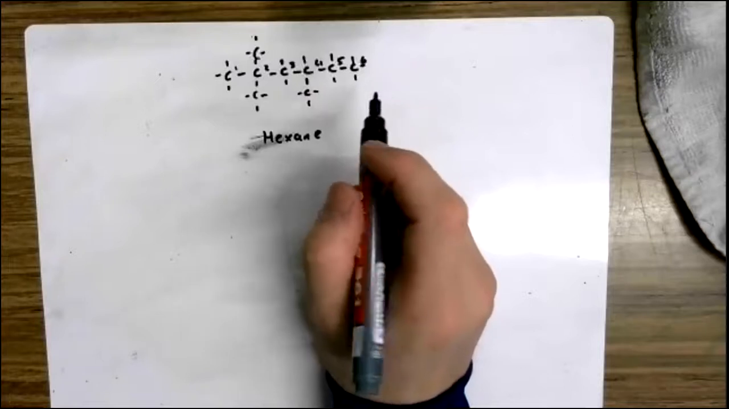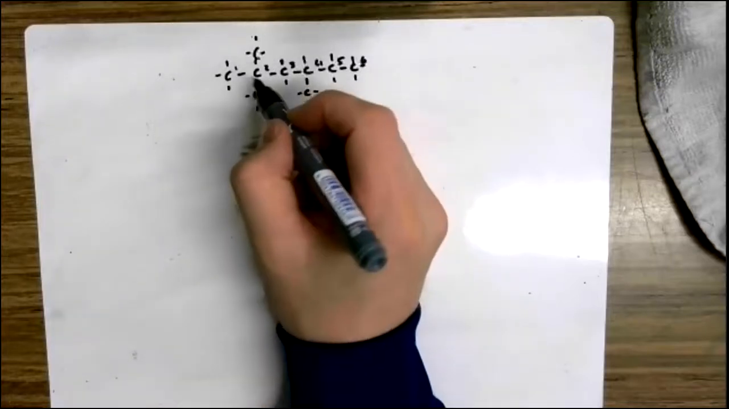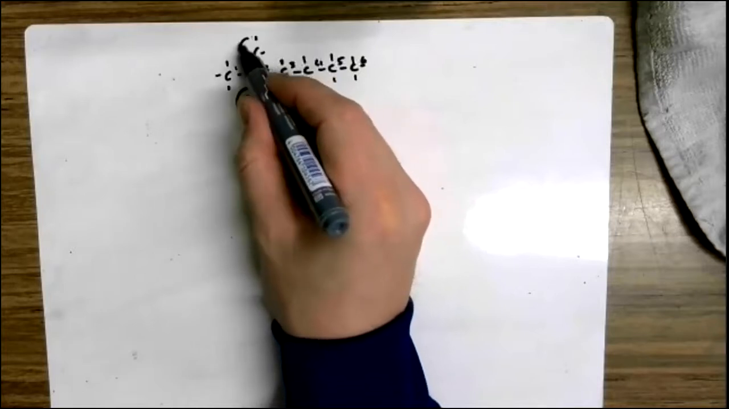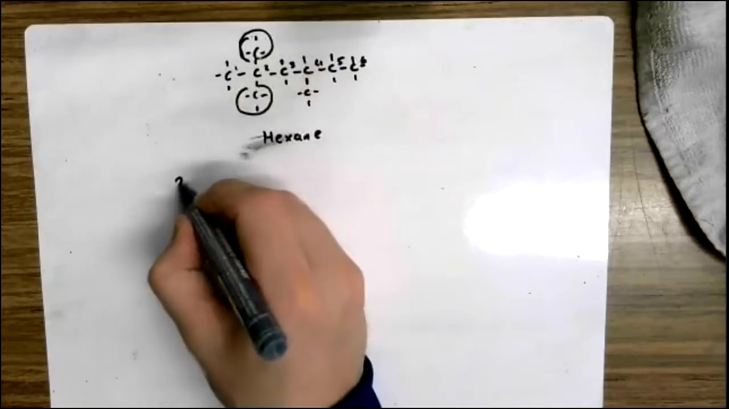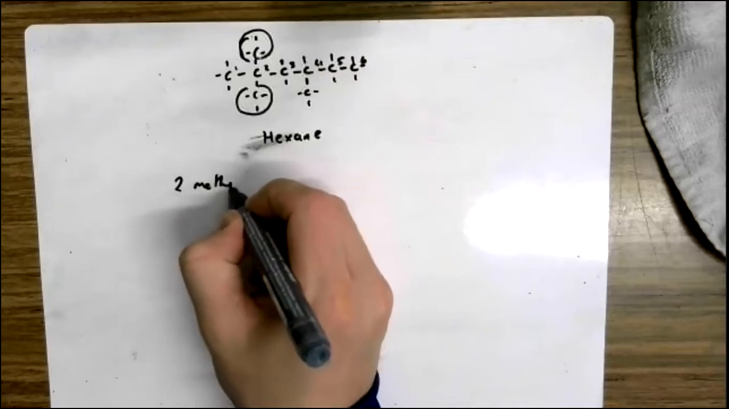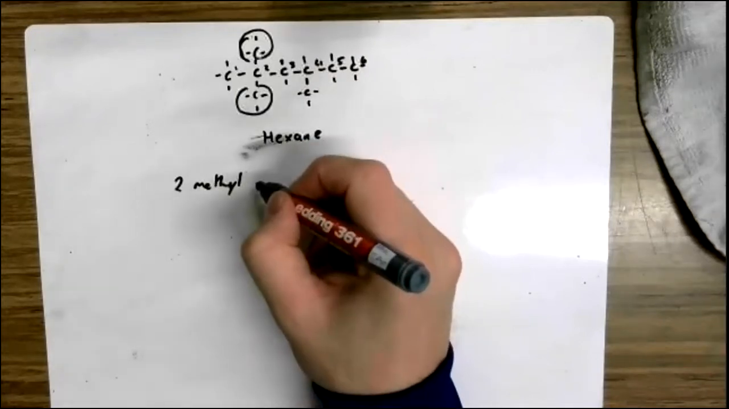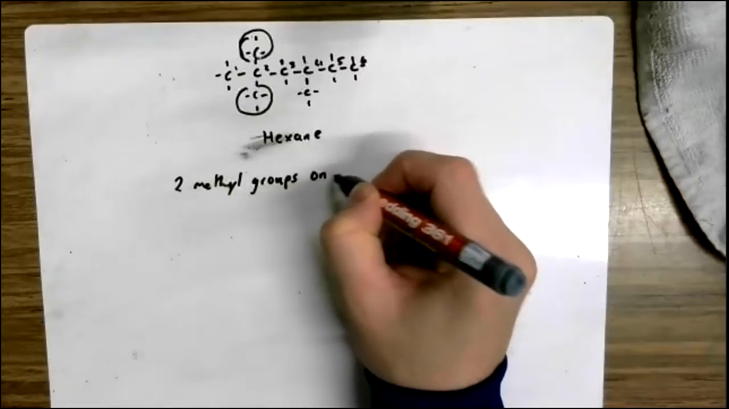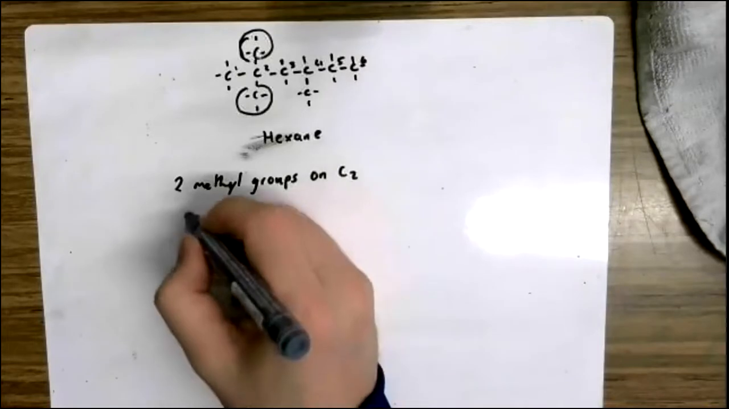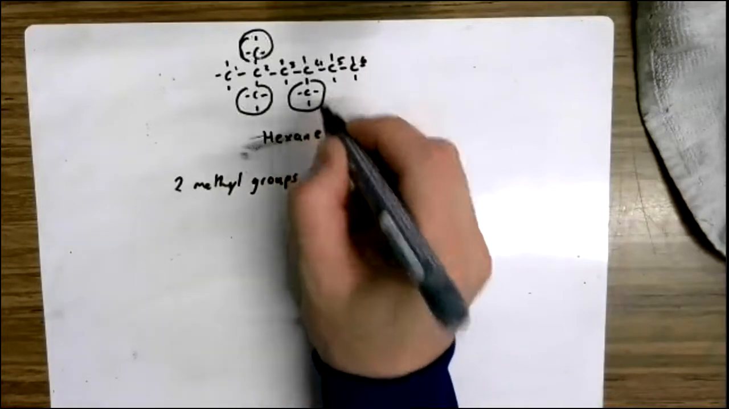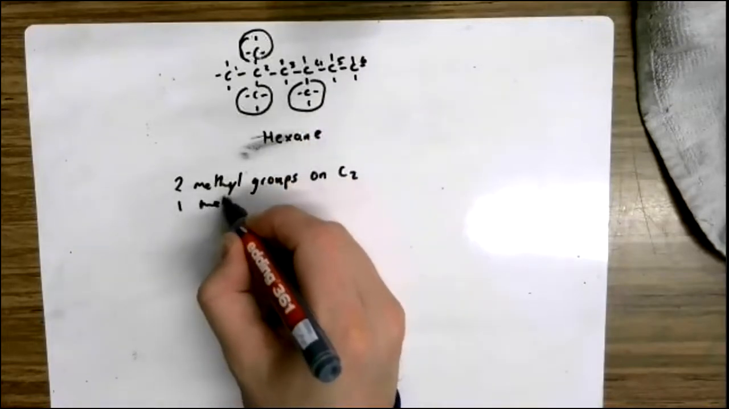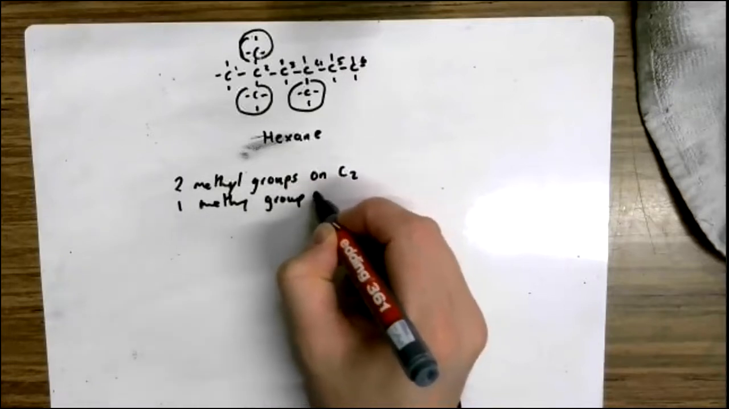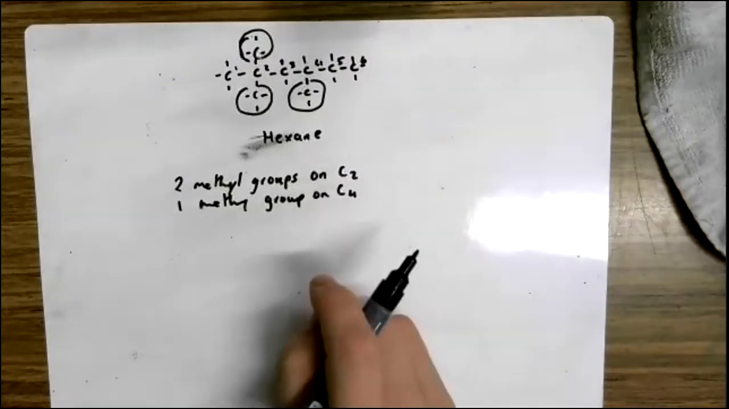So what have I got here? I've got a methyl group and another methyl group on carbon 2. So I've got 2 methyl groups on carbon 2. And I've got another one, a methyl group on carbon 4. 1 methyl group on carbon 4. So how do I show this?